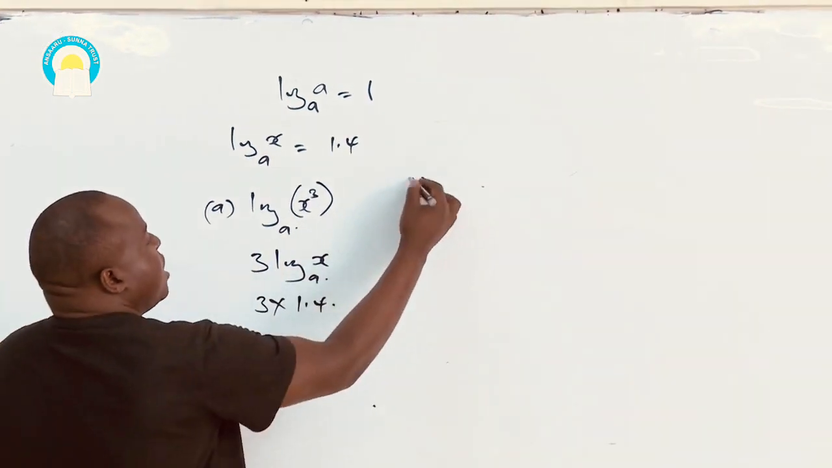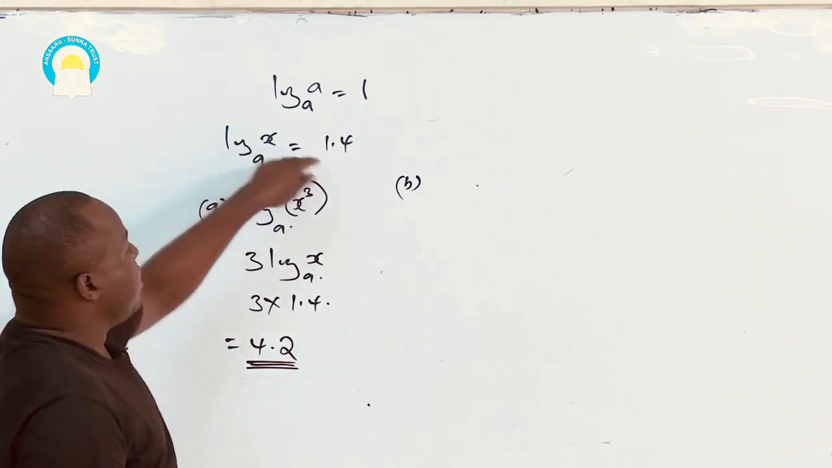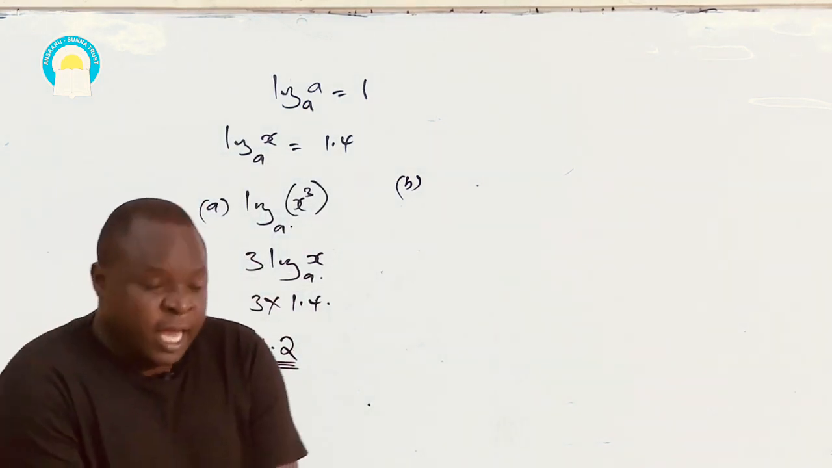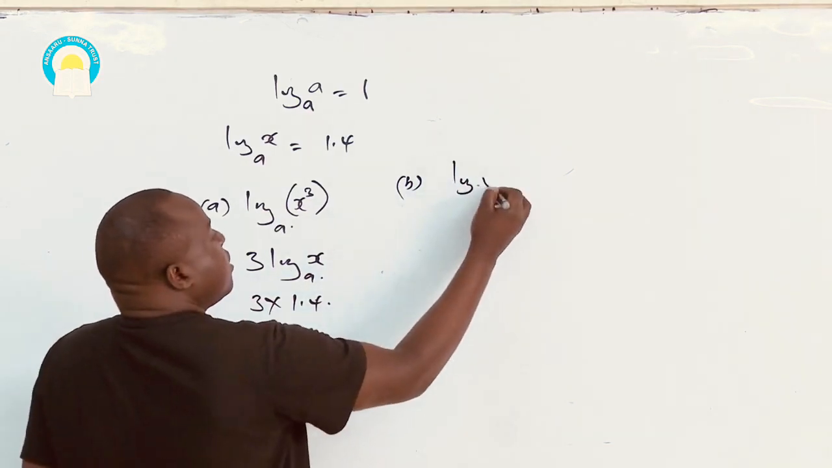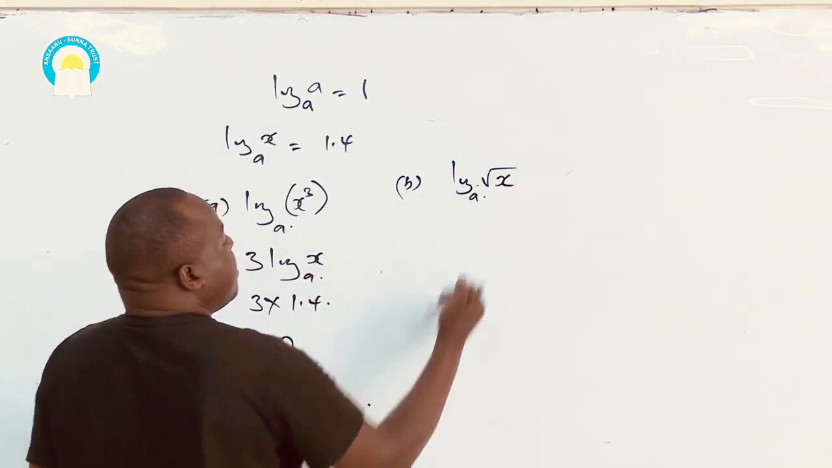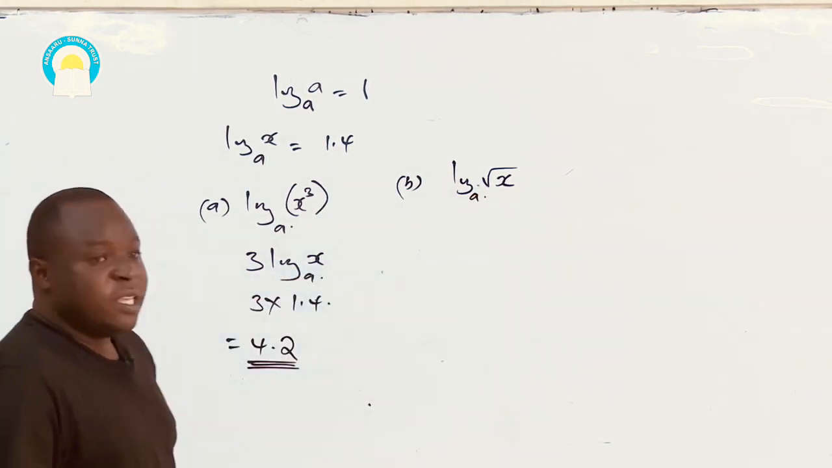The second one, B. I'm still using the same. Given that log x base a equals 1.4, I'm solving the following. The next one is log the square root of x base a. So the base is a, just like that. So first I have to simplify this.